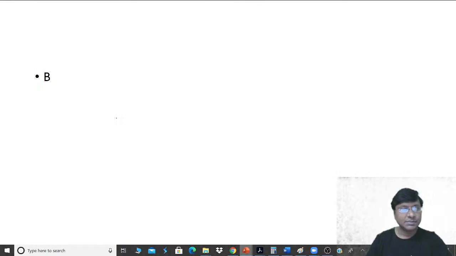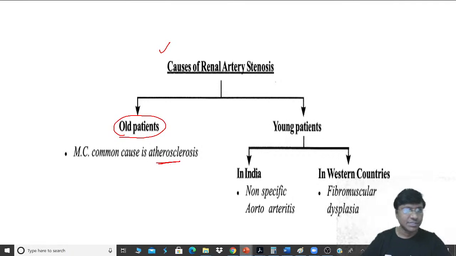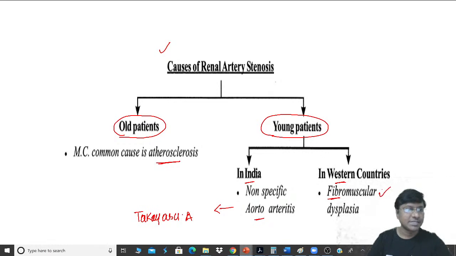Now you see, these are all the causes for renal artery stenosis, as Avinash was telling. In elderly individuals, the most common cause for renal artery stenosis is atherosclerosis. In young individuals in India, the most common cause is aortic arteritis, which is nothing but Takayasu arteritis. And in Western countries, the most common cause for renal artery stenosis is fibromuscular dysplasia. So this is a very important slide to tell you the causes of renal artery stenosis.